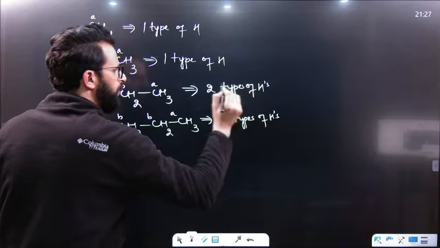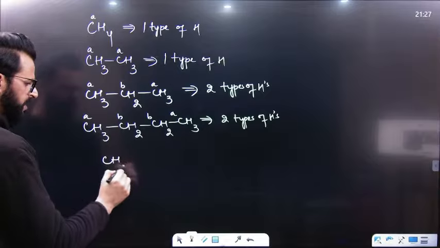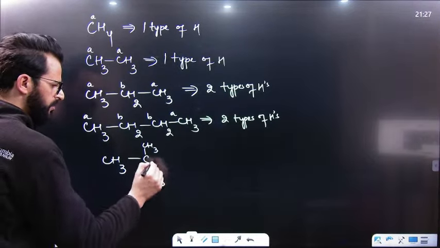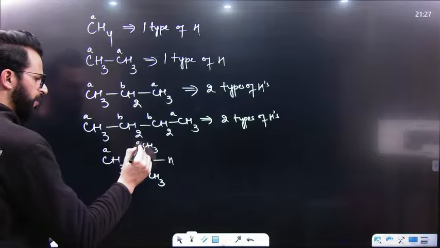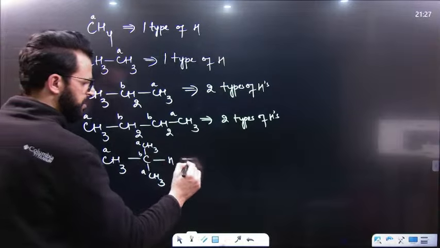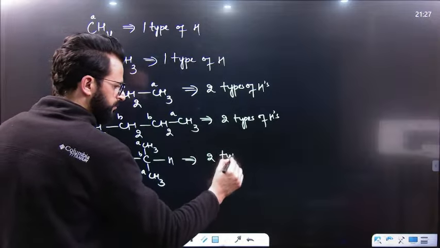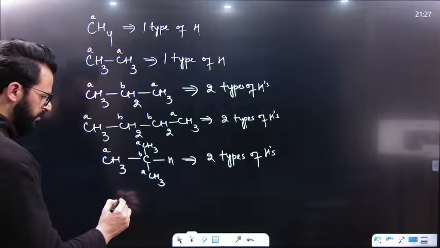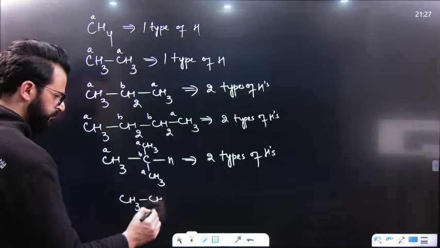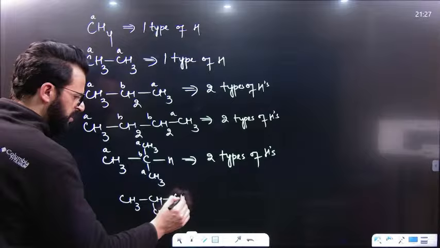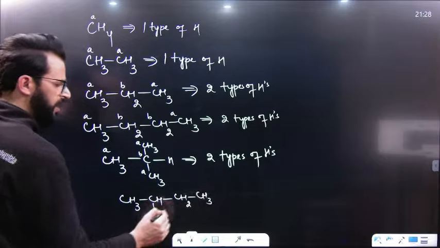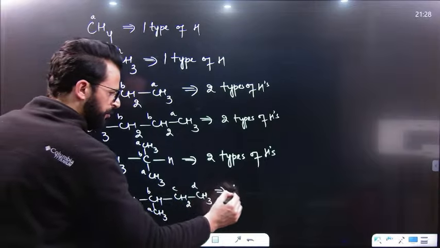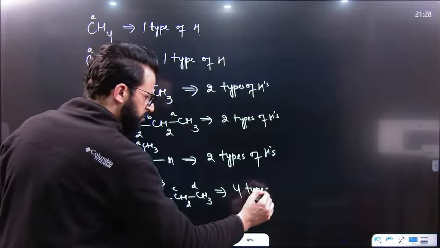2 types of hydrogens. If you have a structure like this, it's having 2 types of hydrogens. A is this type, B is this type. So this is having 2 types of hydrogens. Similarly, if you are having a structure like this, you know that this structure, I mean say 2-methyl butane, is having 4 types of hydrogens.